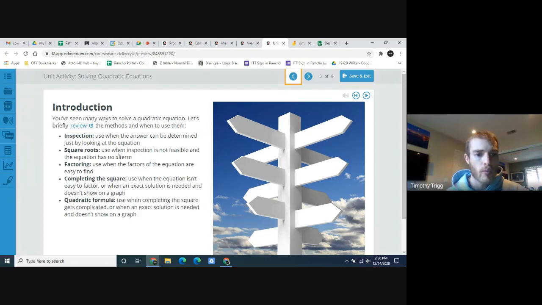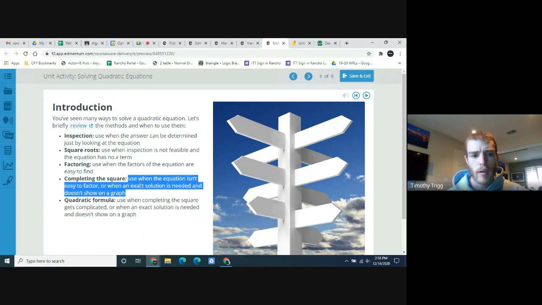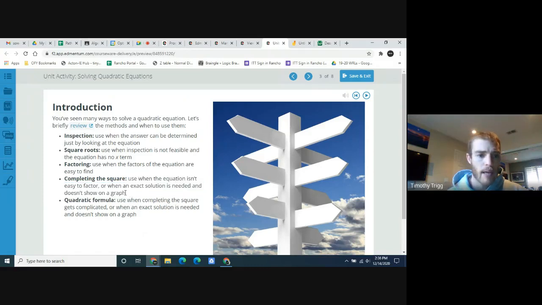Square roots, use when inspection is not feasible and the equation has no x term. So it has an x squared, but no x term. Factoring, use when the factors of the equation are easy to find, so easy to factor. Completing the square, we're probably not going to use this one, but we are going to use the last one.